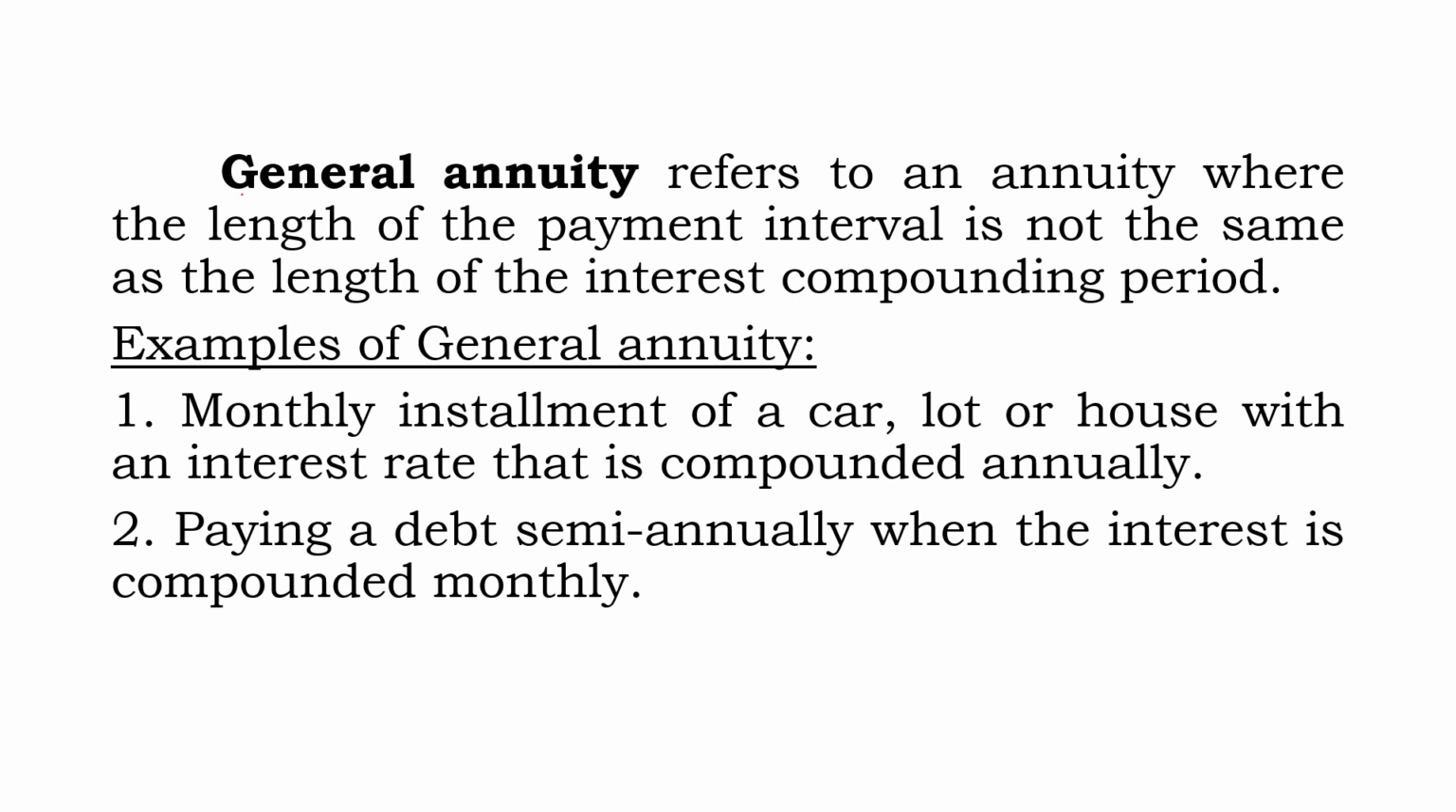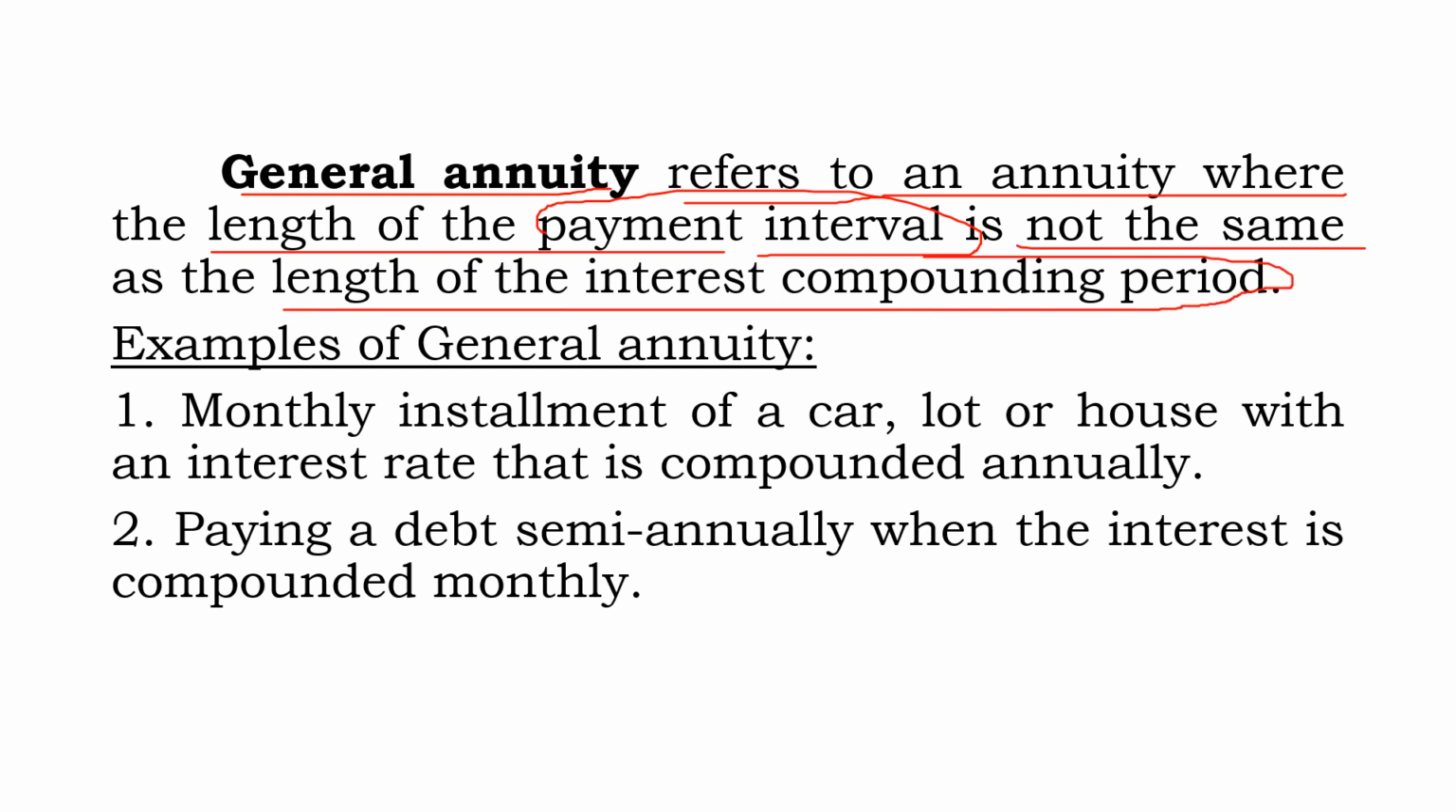So let's deal now with your general annuity. It refers to an annuity where the length of the payment interval is not the same as the length of the interest compounding period. What are the things that we need to consider in your general annuity? Please take note that the payment interval is not the same as the length of the interest compounding period, and that annuity represents a general annuity.